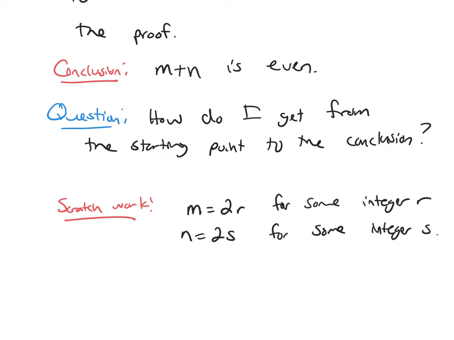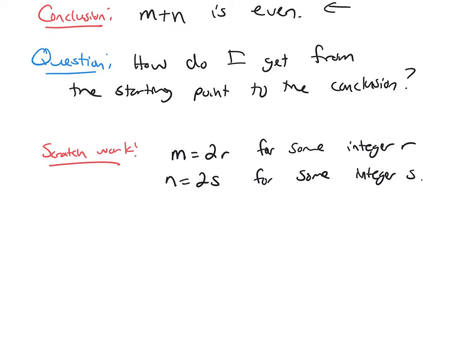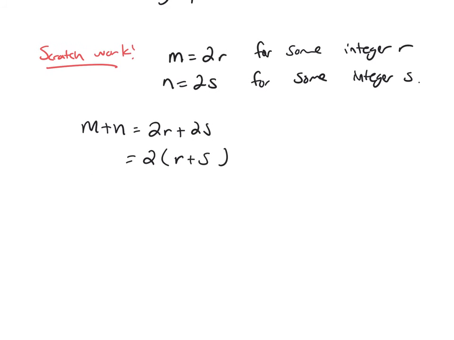And now if I look at my conclusion, back up here, I'm trying to say something about the sum, so maybe I should add these together. M plus N, 2R plus 2S. And I want to conclude that M plus N is even, so I need to write it as 2 times a number. So what should go in this parentheses? R plus S. Essentially, we factored out a 2. And that will show that M plus N is even. So now we know how to get from the starting point to the conclusion. So I can now write the complete proof.